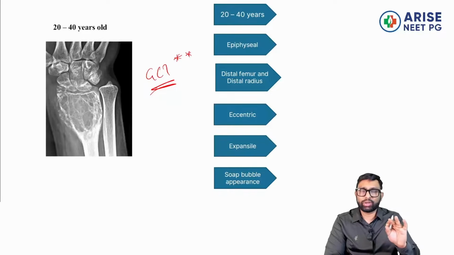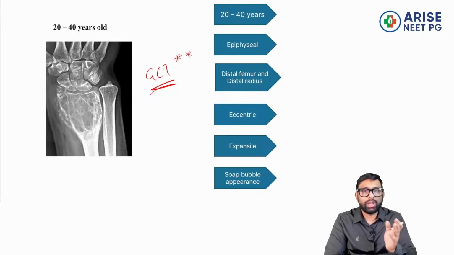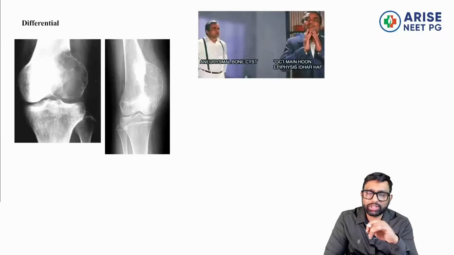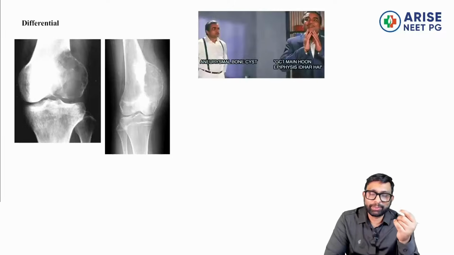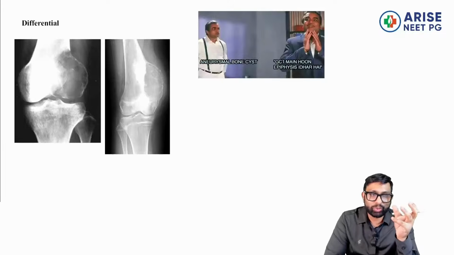The answer is giant cell tumor, and this is a very important question. Every time in your NEET PG and INI-CET exam, oncology questions end up coming from GCT itself. It can be a distal femur GCT or a distal radius GCT, okay? And one confusion that students most of the time have is the difference between GCT and another such expansile lesion with soap bubble appearance, that is ABC, aneurysmal bone cyst.